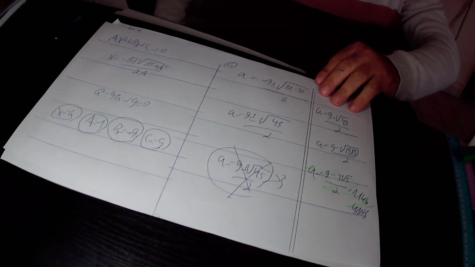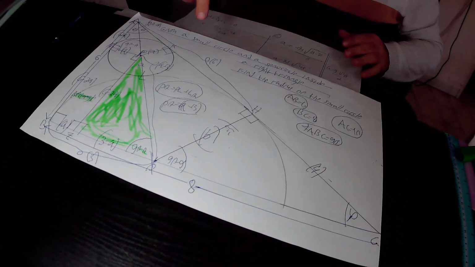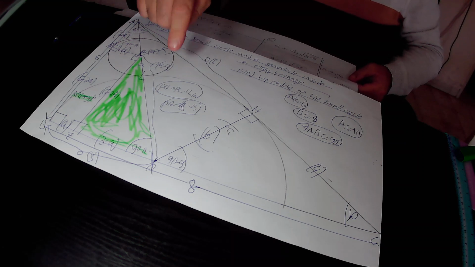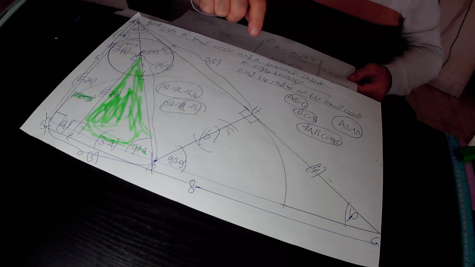In conclusion, we found that the radius of this small circle equals 9 minus 3 times the square root of 5, over 2 units. In terms of numbers, it equals 1.146 units. This is less than 3 units, that is the radius of this big semicircle.